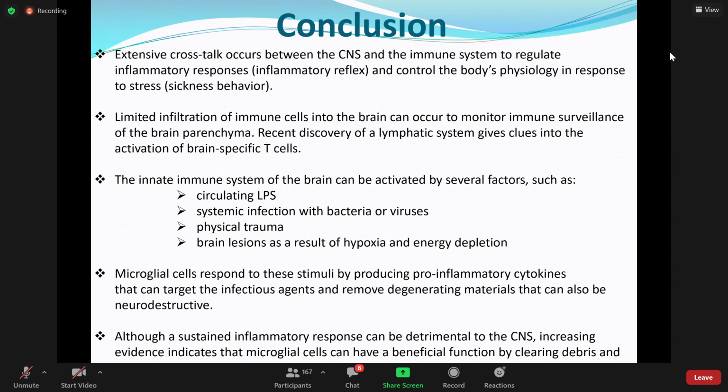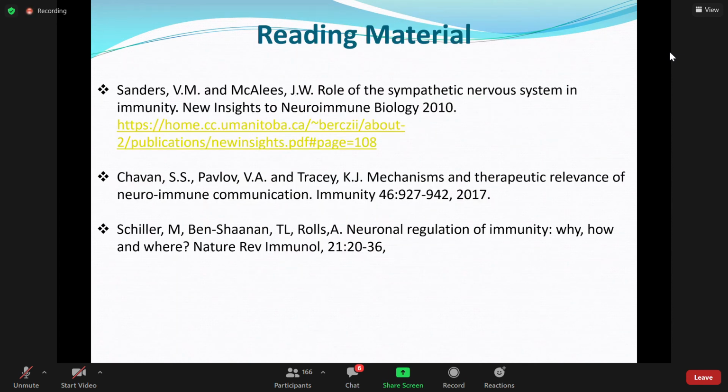So if anyone's interested in reading more about it, there are some very recent reviews about this topic. And as I said, don't worry too much about the details of this. Just try to get a general understanding of this interaction between the immune system and the brain. I haven't posted this on Moodle yet, but I will do that after this lecture.